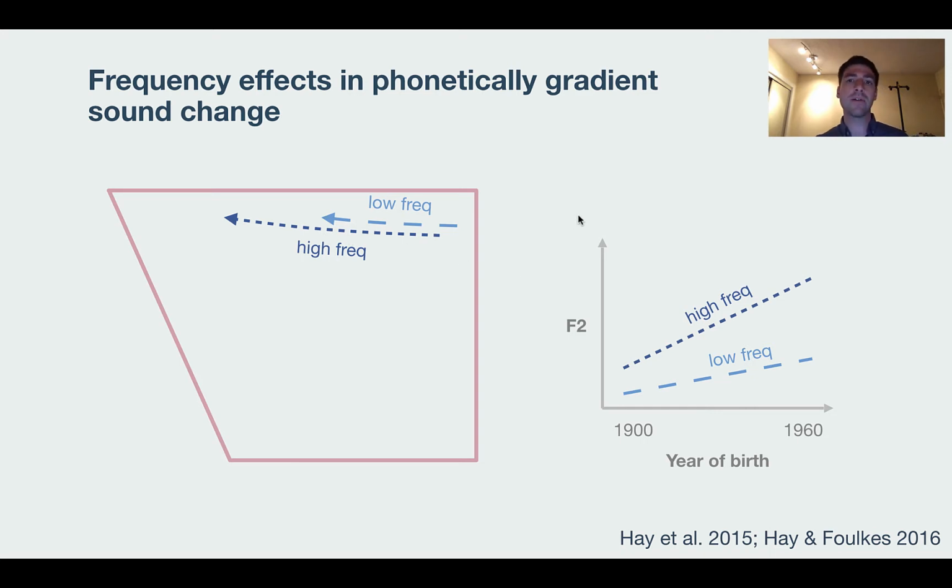Okay. We also have a little cartoon illustration of this over here on the right side, where we've got year of birth plotted on the x-axis and then F2, correlated with frontness, on the y-axis. And what you can see here is basically the same thing that you saw in the vowel chart, which is that low frequency words are essentially changing slower than high frequency words.